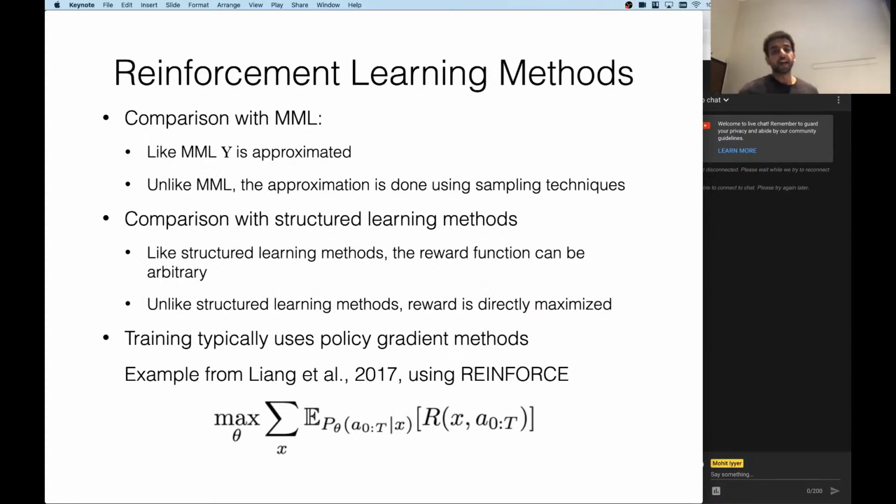Okay, so finally, I'm not going to talk too much about this because it's kind of hard to get this to work, but you can also apply reinforcement learning for this problem. It's kind of similar to what we were talking about with the structured learning, except here in reinforcement learning, you would basically sample a logical form and then check whether or not it executes to the correct answer, and you have a reward, which is a binary reward in the simplest case. So it's 0 if it doesn't execute to the correct answer and 1 if it does.